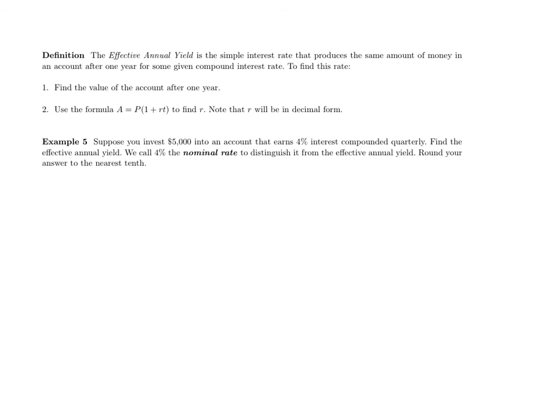Now, if you remember how that formula worked, we took the principal amount, which is $5,000, and then multiplied that by 1 plus, in this case, the nominal rate, 4% as a decimal, divided by the number of times that we're compounding, which is quarterly, so 4. And then we raise that to the power of 4 times 1: 4 for the number of times that we're compounding, and 1 for the value of the account after 1 year. The thing that we're going to set this equal to is the simple interest formula.